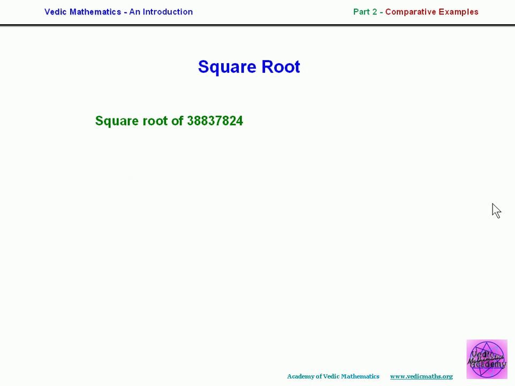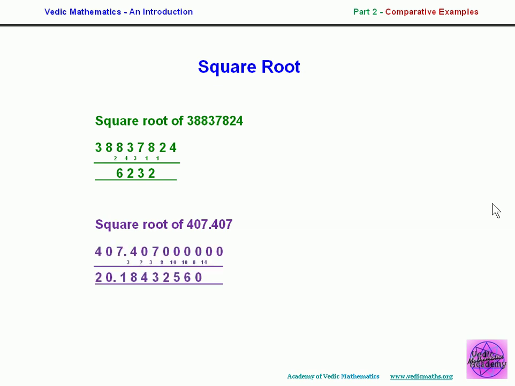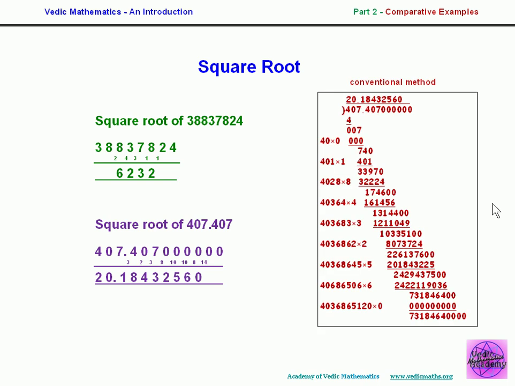Square root, we get the answer in one line by the Vedic method. Here's another example. Square root of 407.407, one line answer, just a few carry figures. And the conventional method, well, it's so horrendous it's not even taught nowadays.